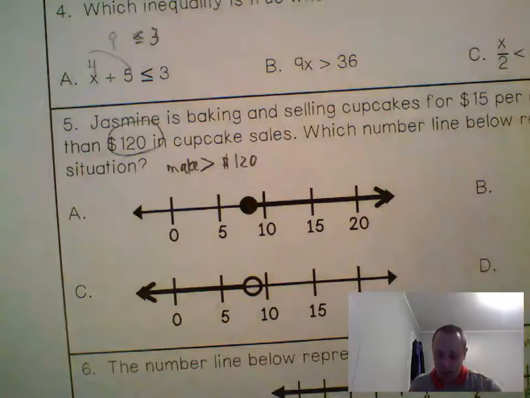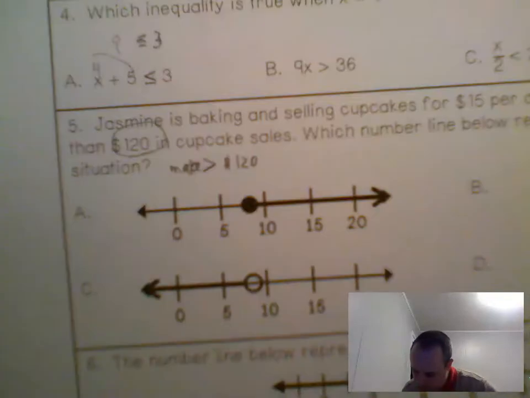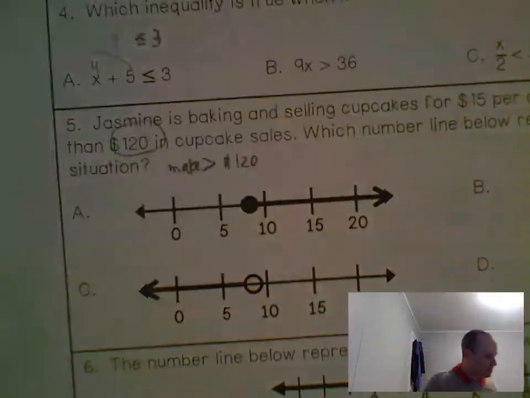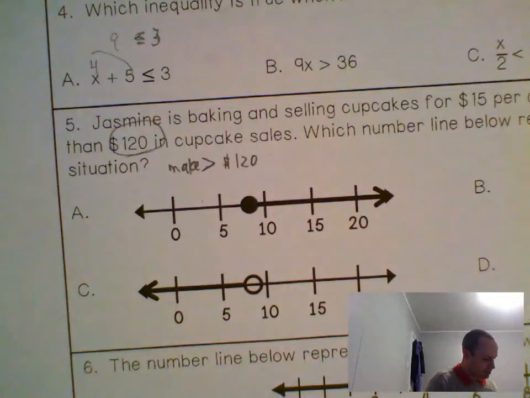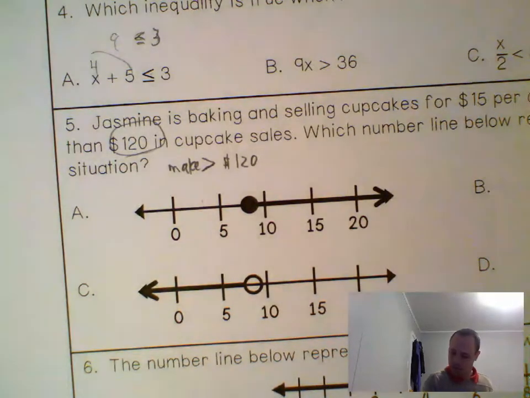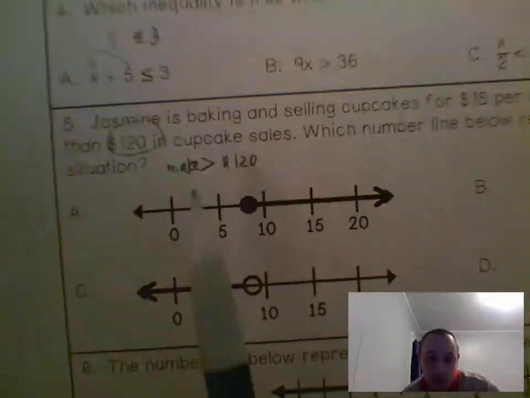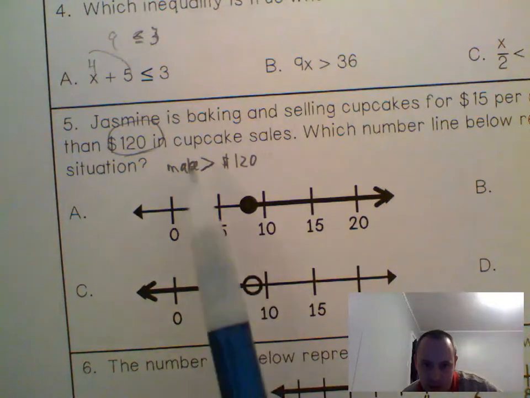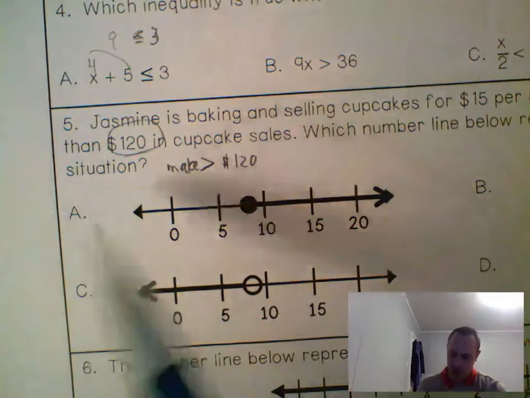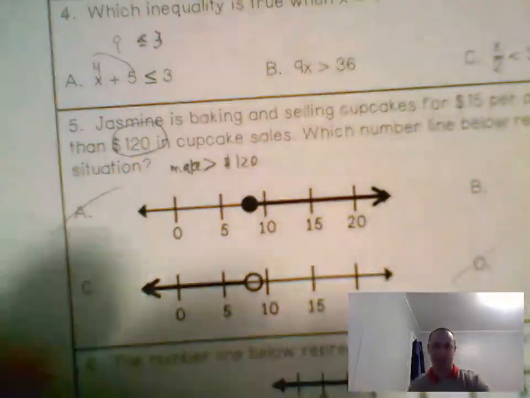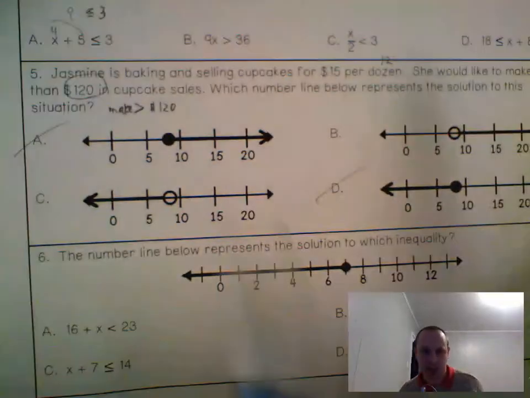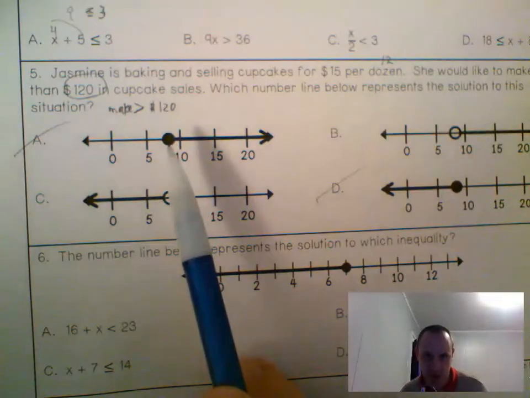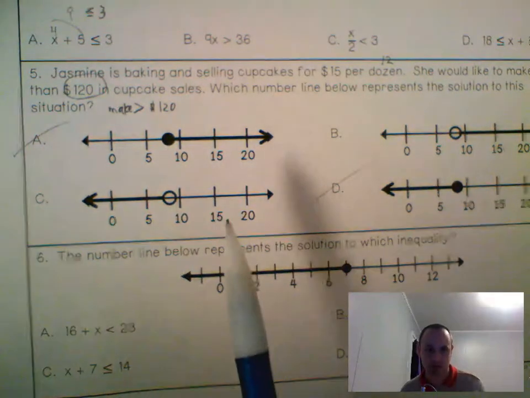Okay, now, if there are 15 cupcakes, okay, greater than 120. Now, it's not greater than or equal to. So let's cross off A and D. A and D won't work because when you fill in the circle, that means greater than or equal to.